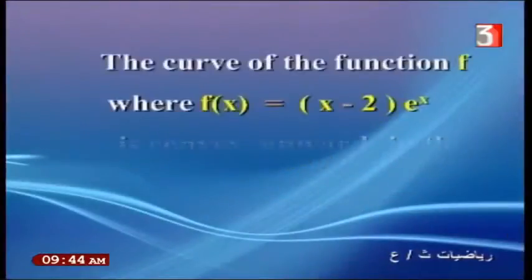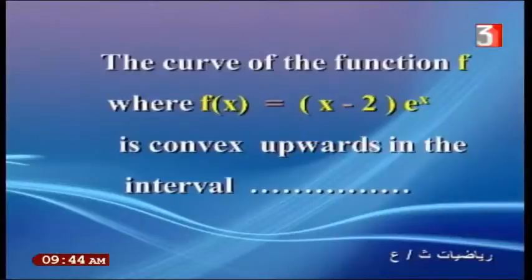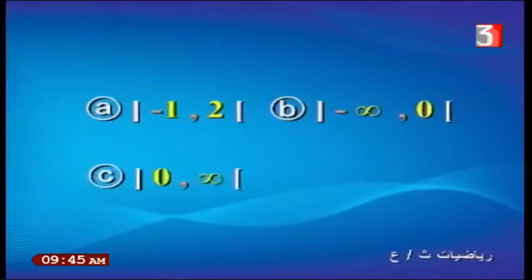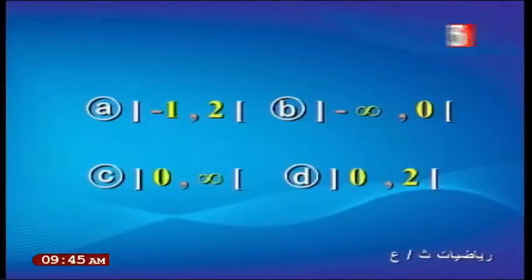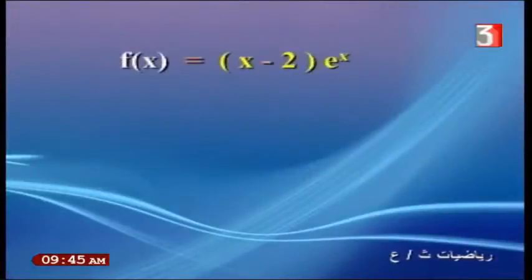Another example, the curve of the function f, where f of x equals (x minus 2) multiplied by e to the power x, is convex upwards in the interval: a, open interval negative 1 and 2; b, open interval negative infinity and 0; c, open interval 0 and infinity; d, open interval 0 and 2. First, we have a function f of x equals (x minus 2) multiplied by e power x.